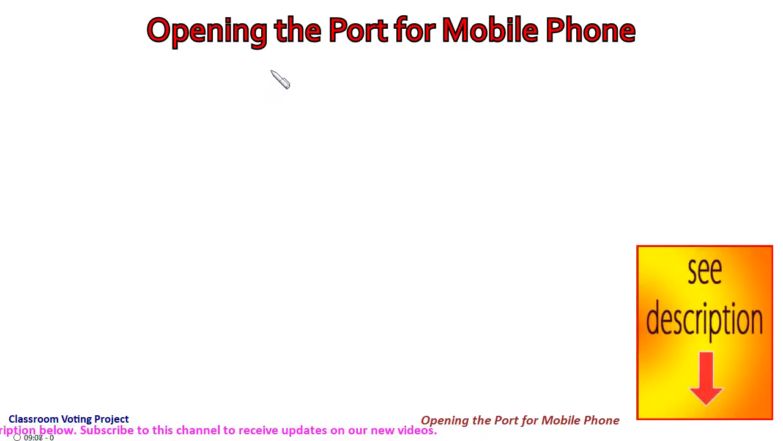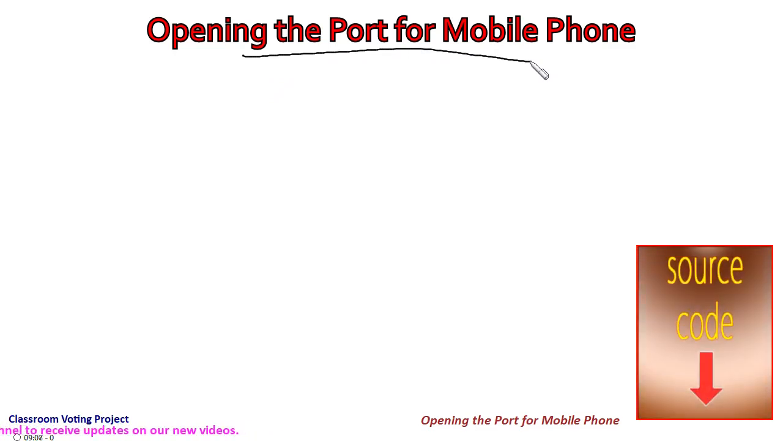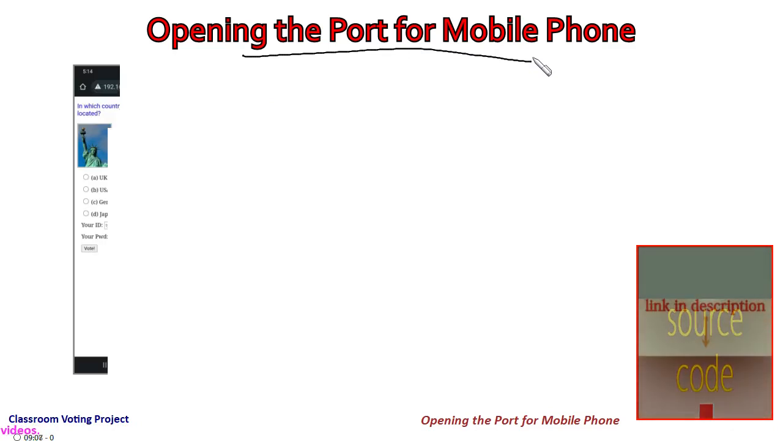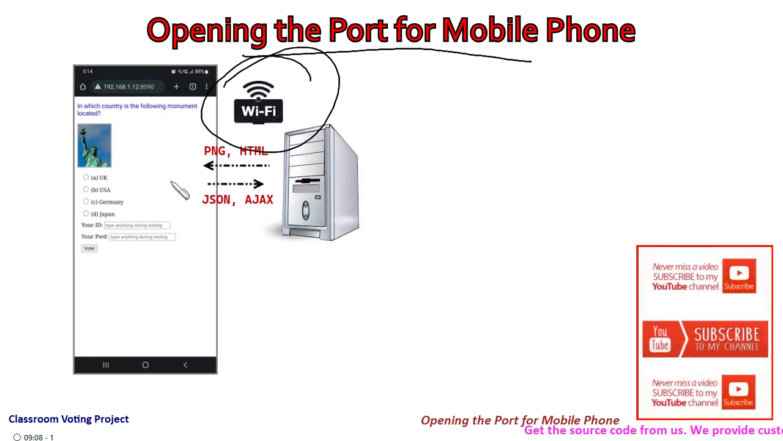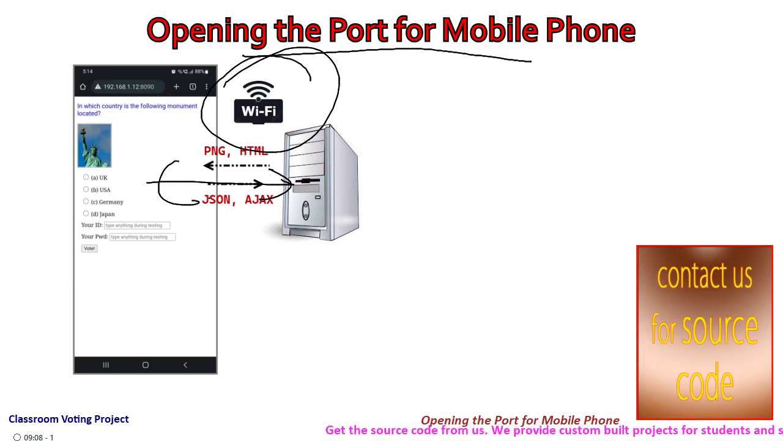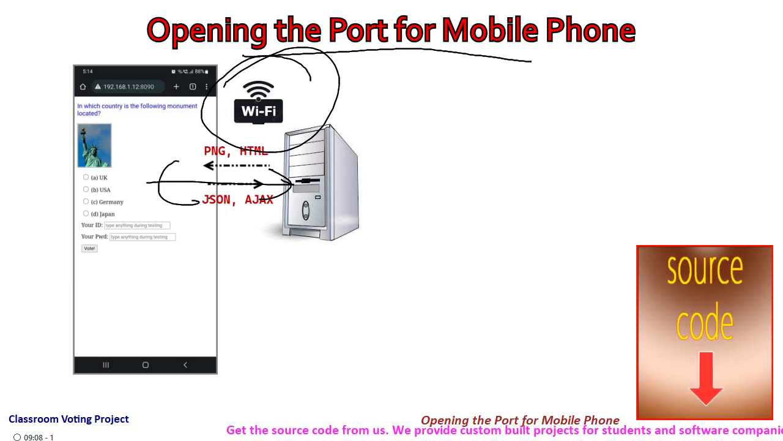In this tutorial, we will learn how to open the port for mobile phone access so that a mobile phone on the same Wi-Fi is able to communicate with your server application. This is basically what we want. This is the Wi-Fi connection, and we want a communication between your server and a mobile phone application. So let's see how to carry out these steps.